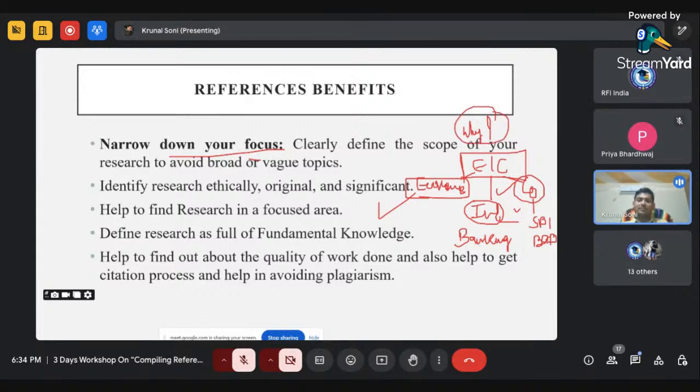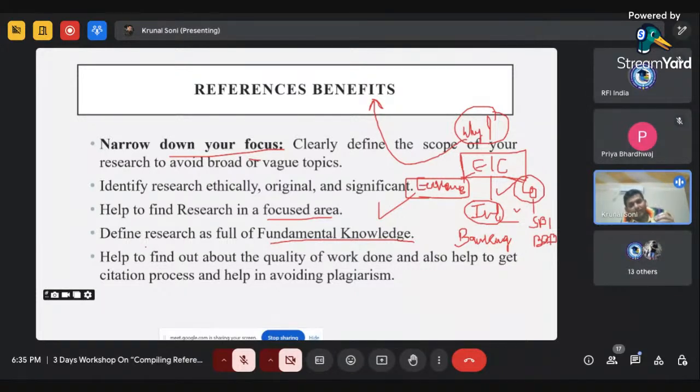So when this why needs to be justified, it is very, very important that the references should be properly manageable. So as and when anybody wants to refer, they can refer to it, and through that we can justify our research to be correct, ethical, original, and significant. And that's why this will help you find the research gap, and through it you can prove that our research is on a focused area and is strong on fundamental ground, right?